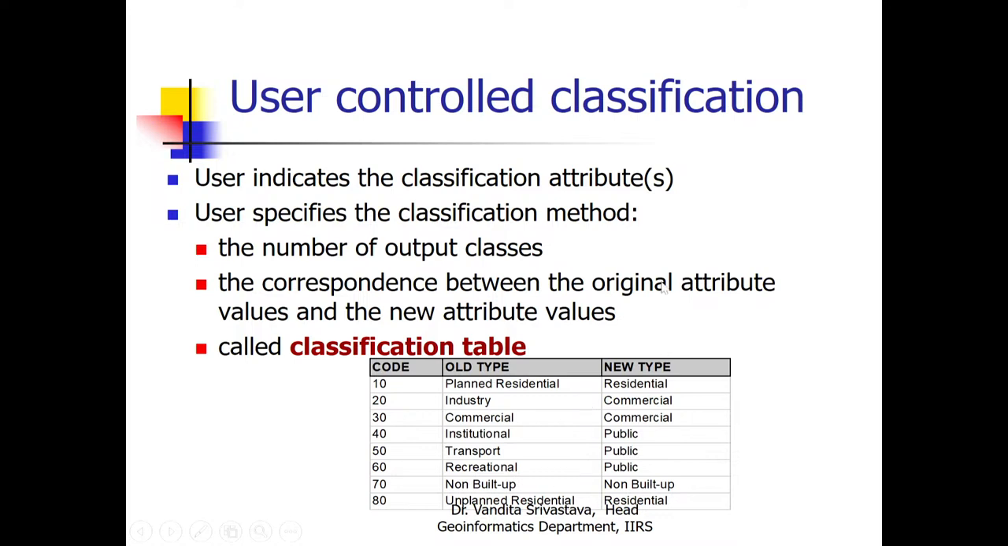But in case of automatic classification, only the number of output classes is given by the user. The classification scheme is decided by the algorithm. I will show you how.